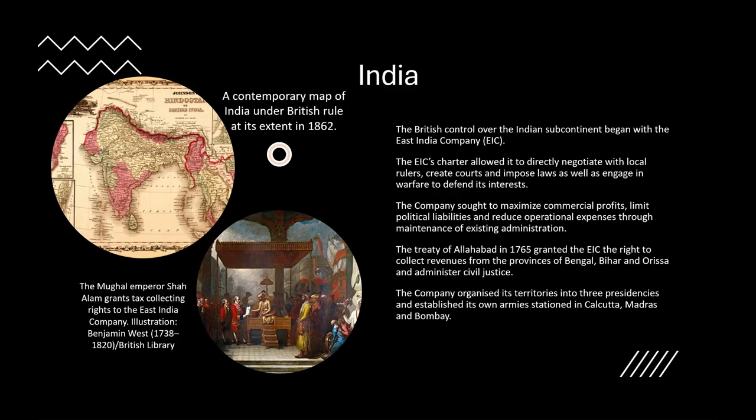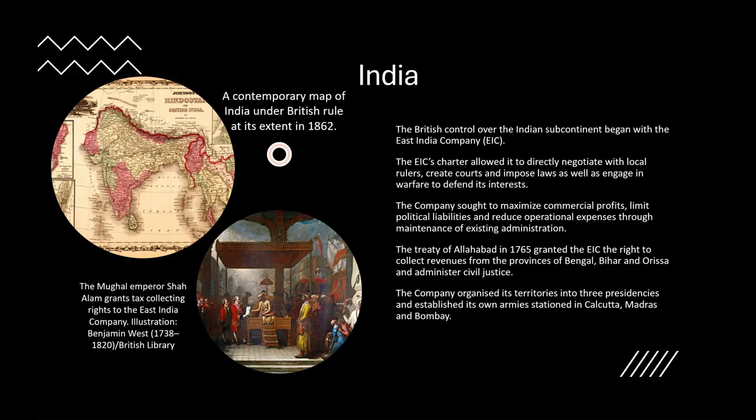The EIC, over time, would effectively go from being simply a trade company to functionally being another ruling polity within the network of princely states of the Indian subcontinent. The Treaty of Allahabad in 1765 with the Mughal Emperor Shah Alam II granted the EIC the right to collect revenues from the provinces of Bengal, Bihar, and Orissa, as well as to administer civil justice. In return for these rights, the EIC was to make an annual tribute to the emperor.